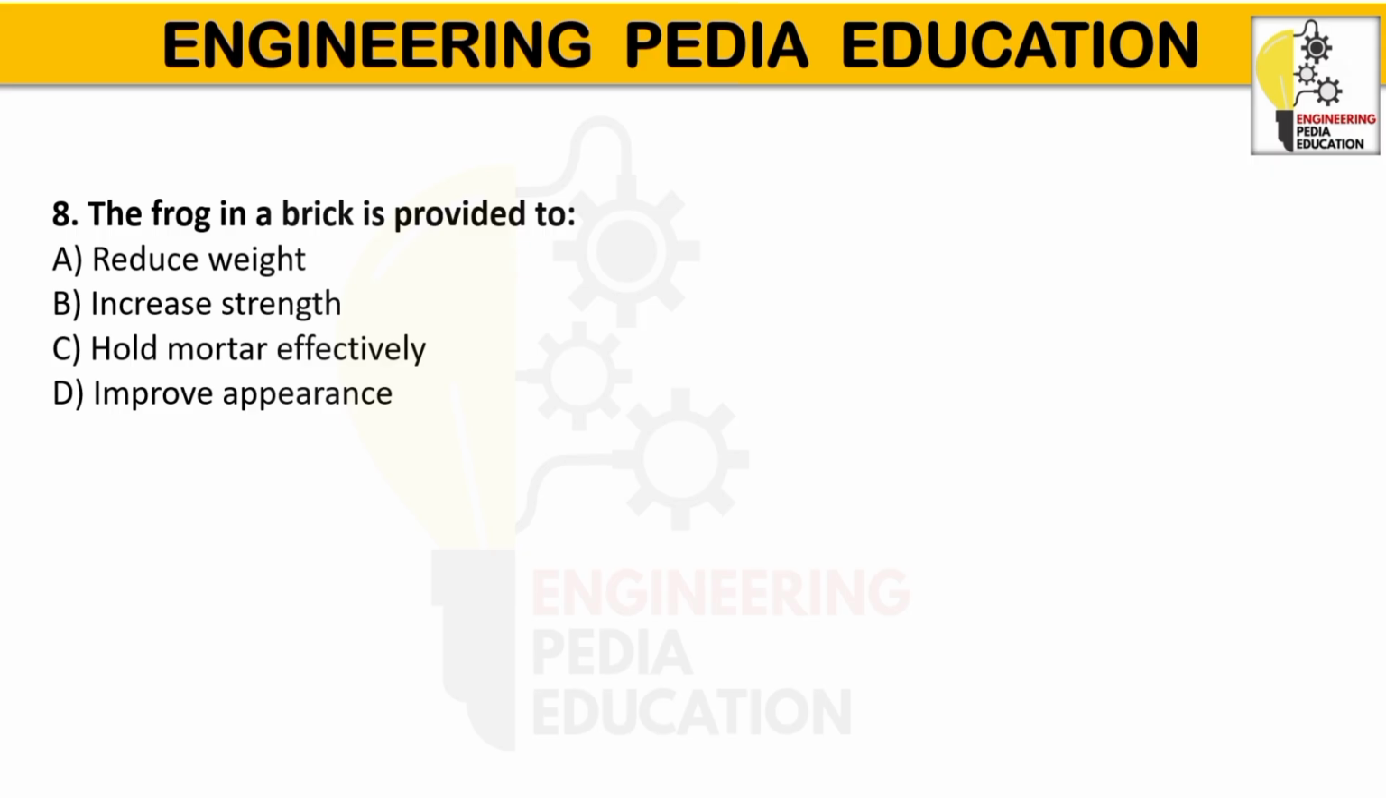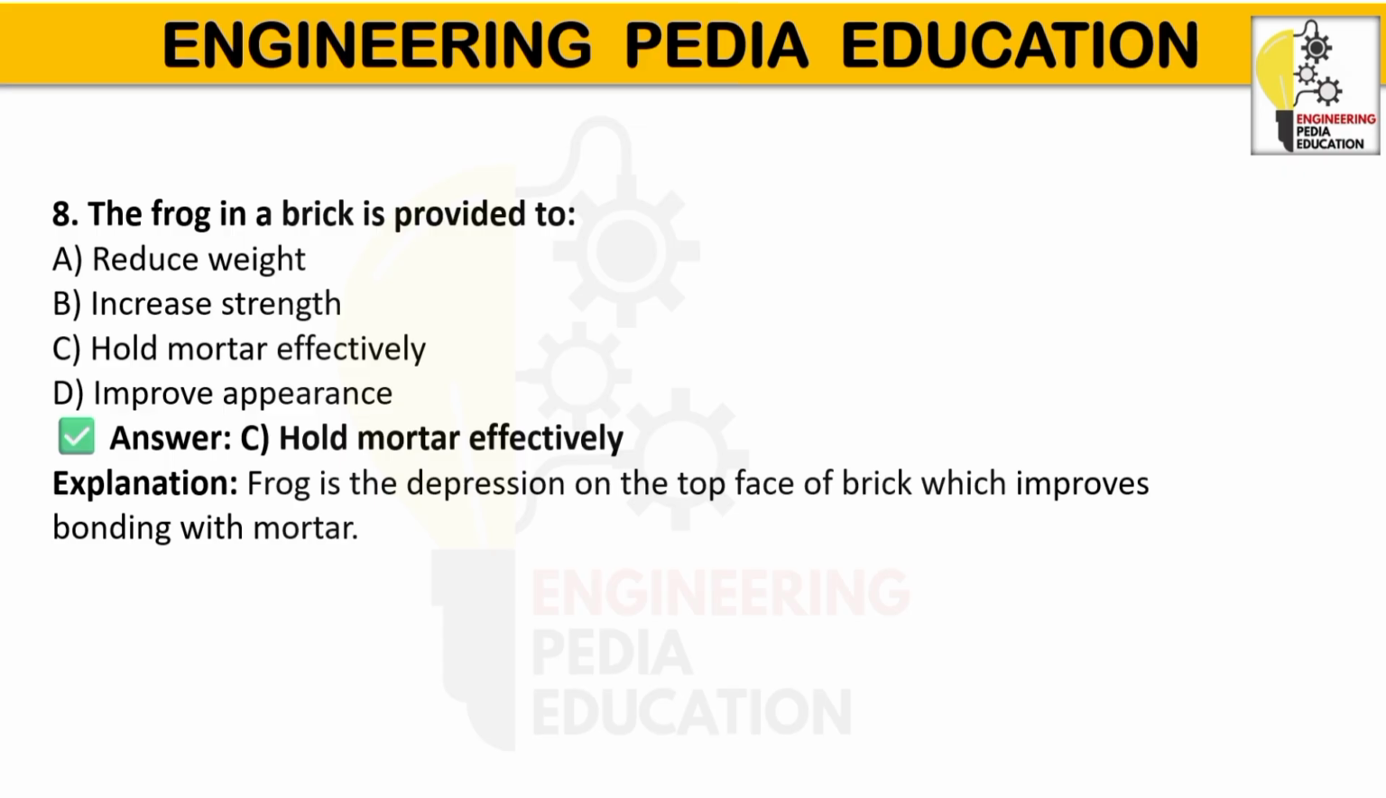The frog in a brick is provided to reduce weight, increase strength, hold mortar, improve appearance. So the correct answer is hold mortar. A frog is the depression on the top face of brick which improves bonding with mortar. Typical size for a frog is 100 mm × 440 mm × 10 to 20 mm deep. It contains the manufacturer's mark also. It is a depression or indentation provided on the top surface of the brick face to help hold mortar effectively.